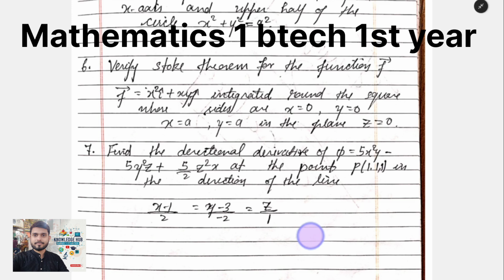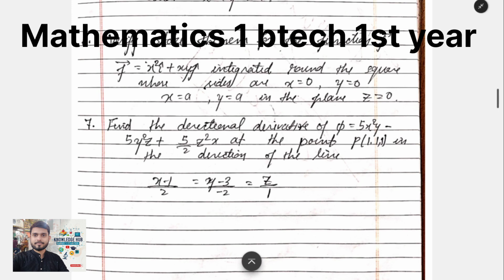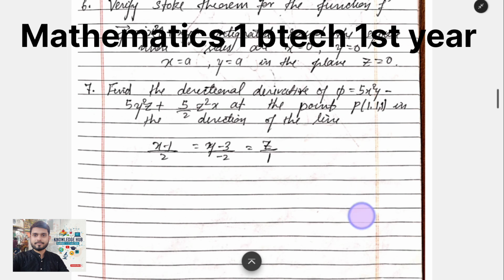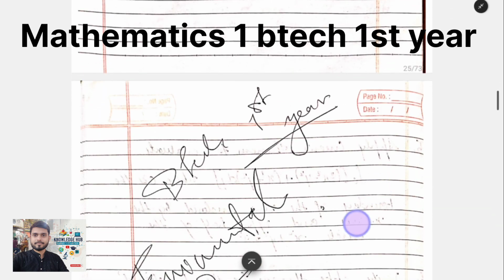Find the directional derivative of phi is equal to 5x square minus 5y square z plus 5 by 2 z square x at the point P(1, 1, 1) in the direction of the line (x minus 1) upon 2 is equal to and so on. This is basically one type of proving question. If you know this, then you can solve it.